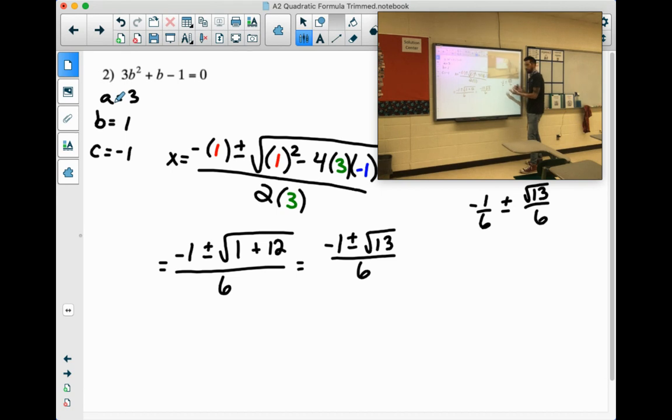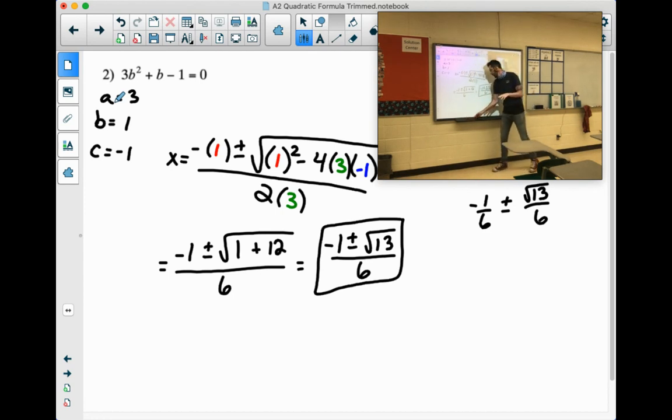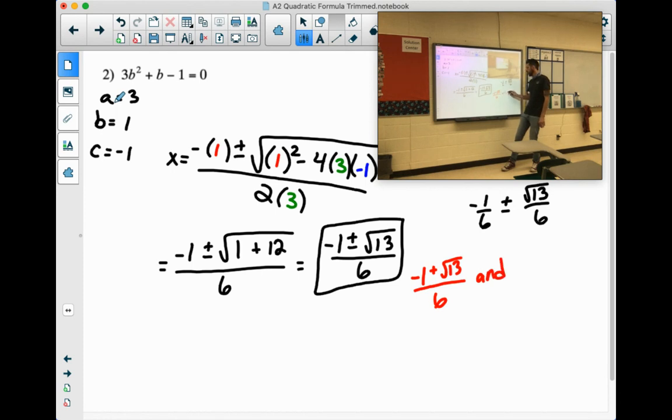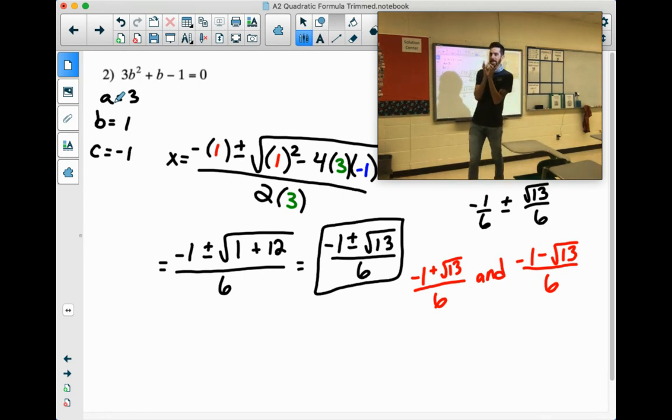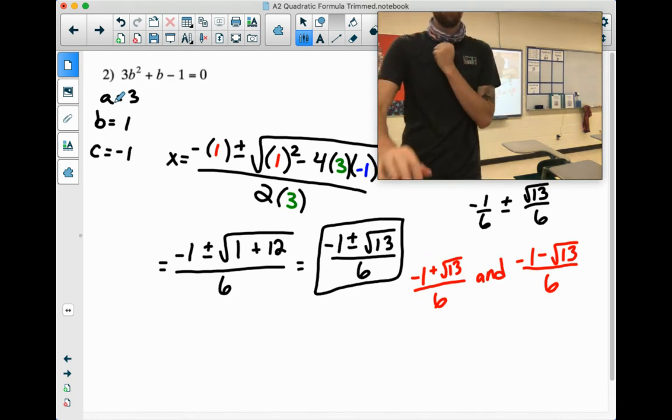You can write it like this, but since there's nothing we can simplify, we can just leave it just like this. You can also write it as two separate answers too. You can write negative 1 plus root 13 over 6 and negative 1 minus root 13 over 6, and that works. But you can just write it with a plus or minus in between. Kind of saves you a little writing. Just make sure you can't simplify anything out of that still, but you can't here. But I have an example coming up where that might not be the case.